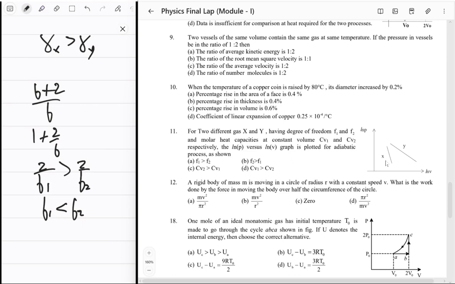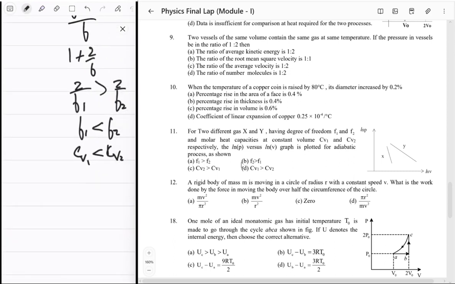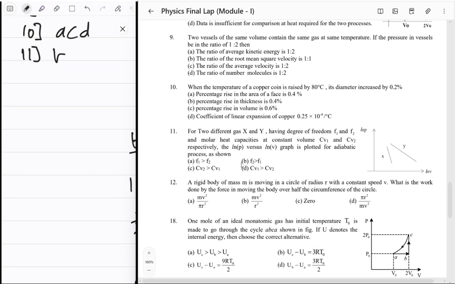Yeah, that must be the thing, of course. CV1 is also just less than CV2. Cool. There we go. F1 is less than F2, so where is this? Okay, it's B. And CV1 is also less than CV2, which is C. Okay, next question.